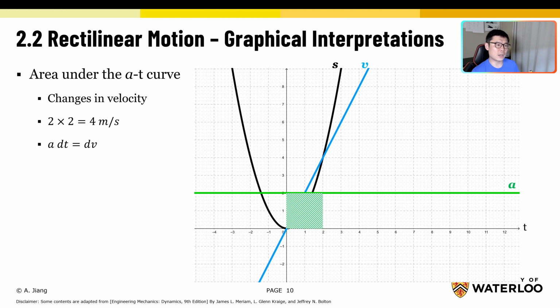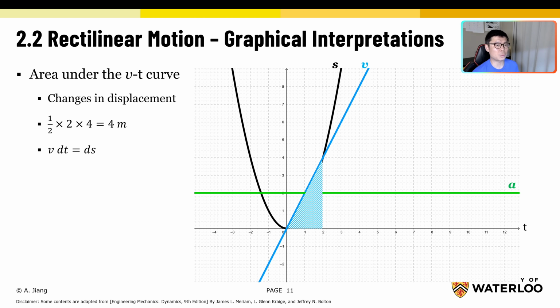We talked about slope. Then we can talk about the reverse operation of taking slope, which is area under the curve, or integration. Recall we've got the v equals 2t on the previous slide. So calculating the area under the a-t curve will give us back the velocity, in this case, 2 times 2 equals 4 meter per second. In the integral form, we have a dt equals dv.